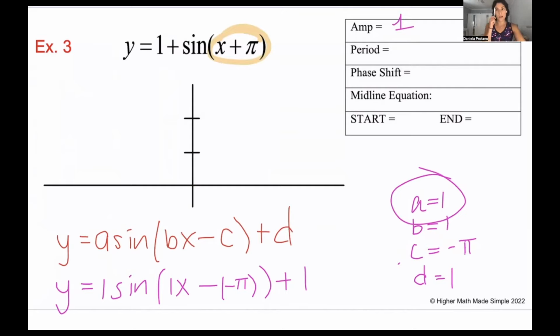Okay, so now the period is 2 pi divided by the positive value of b, so the absolute value of 1.